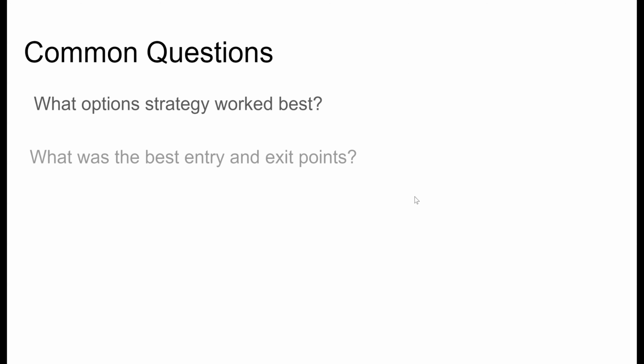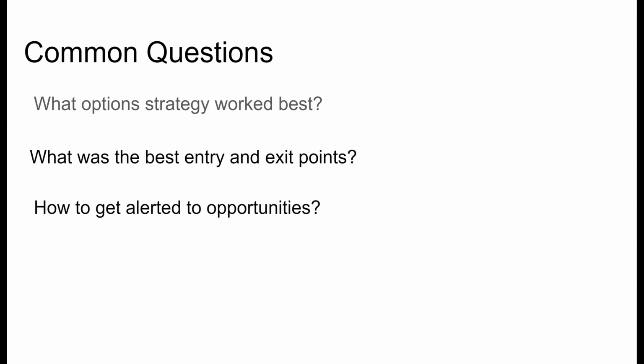After people learned how to trade the earnings move, what are the most common questions? The first question is, what option strategy worked best? Should I stick with the straddle, the strangle, or what option strategies tended to outperform? The next question we get is, what are the best entry and exit points? Should you put on the strategy the day before earnings and take it off the day after earnings, or should you start 2 days, 3 days, 1 week before, and should you exit before the earnings move?